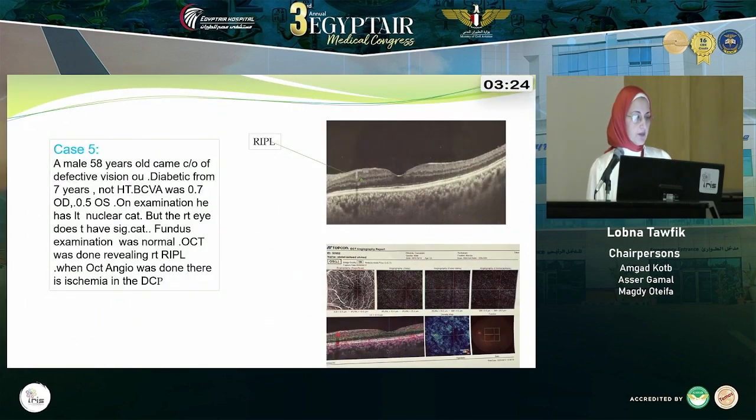Case 5, a male patient, 58 years old, came complaining of defective vision OU. Diabetic for 7 years, not hypertensive. Best corrected visual acuity was 0.7 OD and 0.5 OS. On examination, he has a left nuclear cataract, but the right eye doesn't have any significant cataract. Fundus examination was normal. OCT was done, revealing right ripple. When OCT angio was done, there was ischemia in the deep capillary plexus.